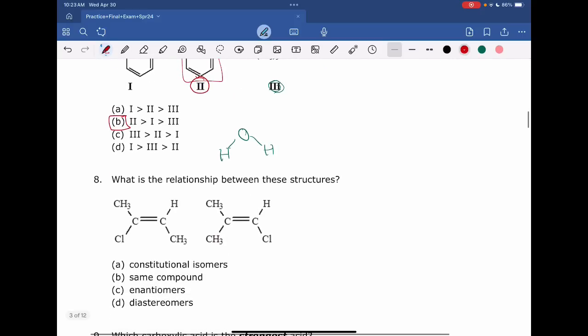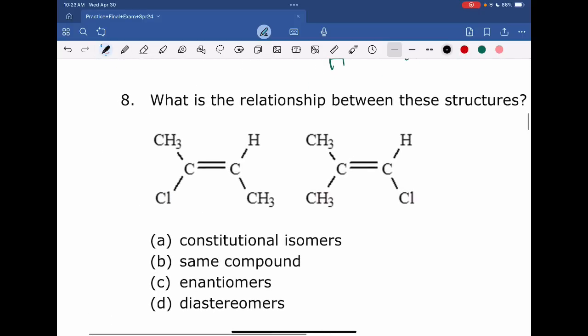What is the relationship between these structures? Okay, so first thing we do here is look at the formula. Do they have the same formula? 1, 2, 3, 4 carbons. 1, 2, 3, 4. Yes. 1 double bond. 1 chlorine. Okay, so they do have the same formula.